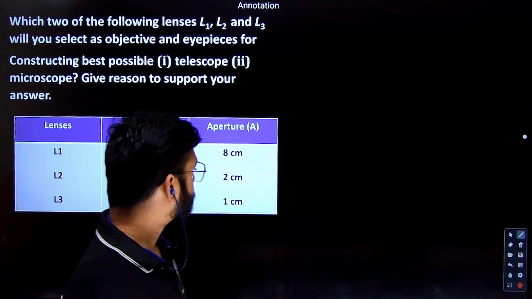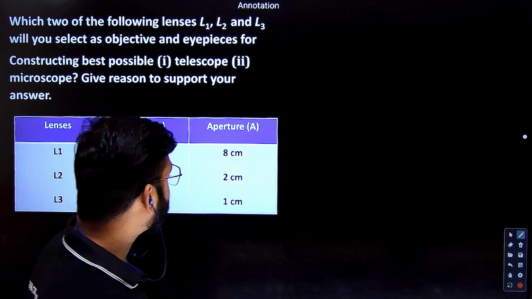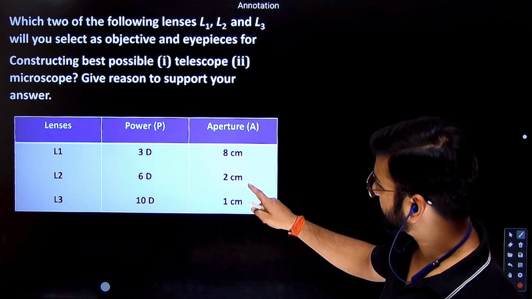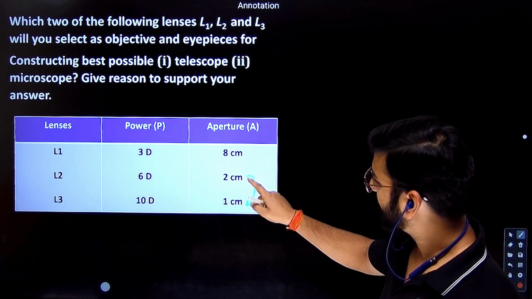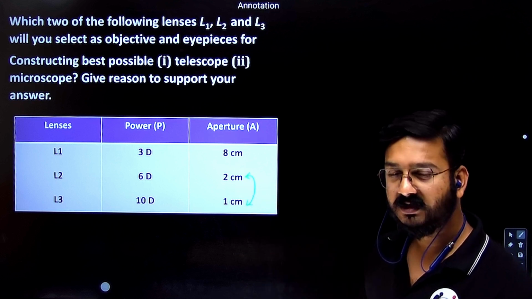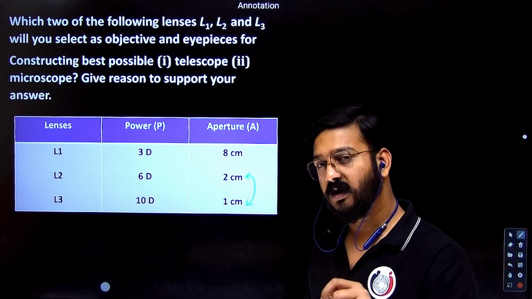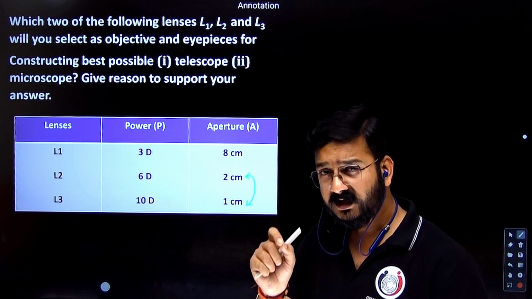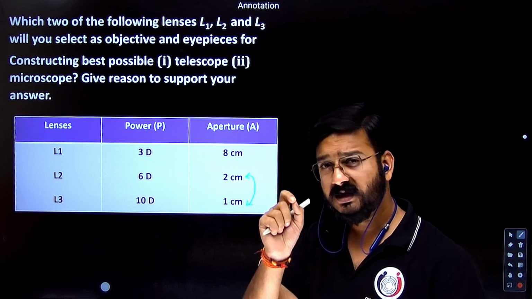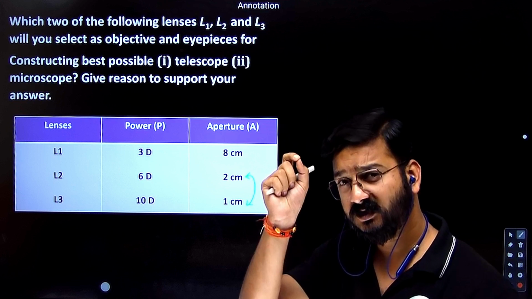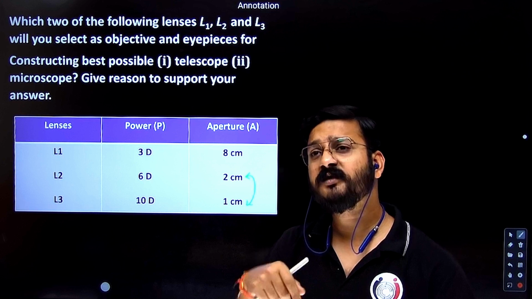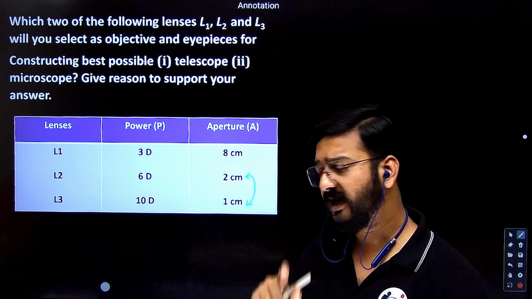If you see between which two lenses the difference in aperture is small, it is L2 and L3. Between L2 and L3, the difference of the aperture is small. It means L2 and L3 will be participating in forming the compound microscope. That is 100% sure. But out of L2 and L3, which one will be the objective? Which one will be the eyepiece?